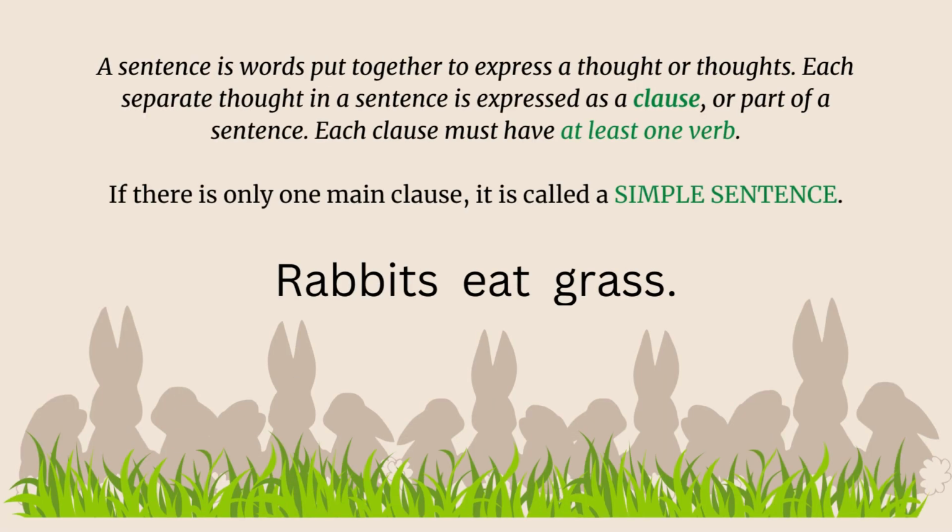A sentence is words put together to express a thought or thoughts. Each separate thought in a sentence is expressed as a clause, or part of a sentence. Each clause must have at least one verb. If there is only one main clause, it is called a simple sentence. Rabbits eat grass. Can't get any more simple than that.